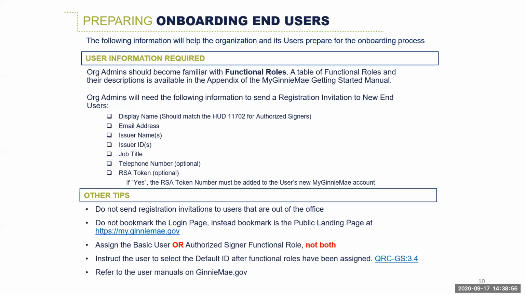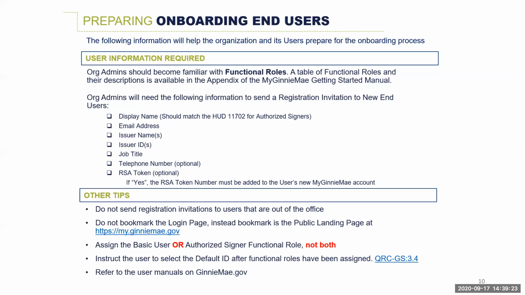If you do not set up the RSA token at the time that the account is created, maybe the person does not have the token available or they're not a token holder at the point that the account is created, you will need to reach out to GinnieMae customer support in order to set up that token on the back end. Okay. Some other tips, do not send registration invitations to users that are out of office.